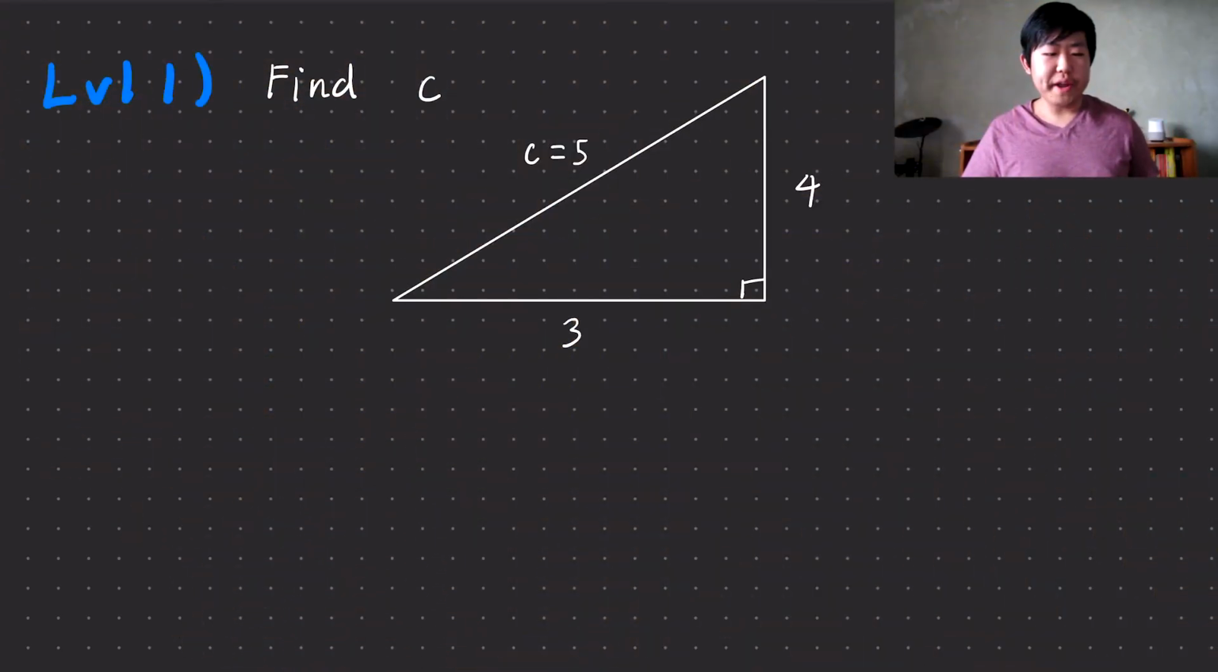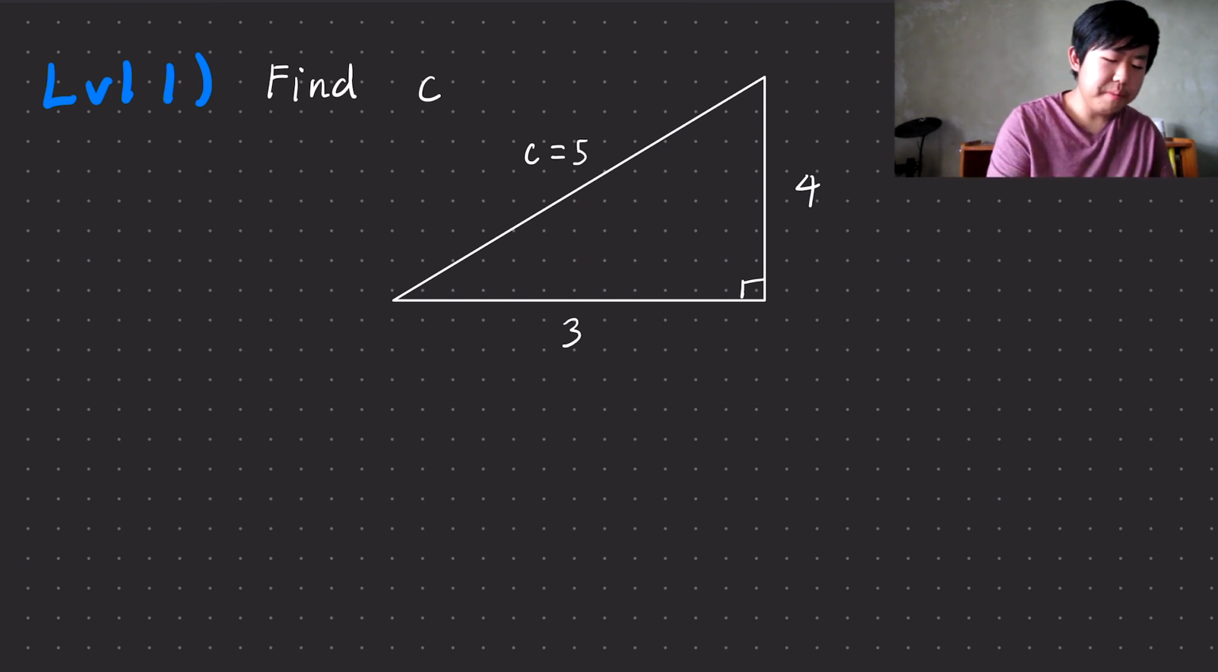Now, try this for triangles of many different shapes and sizes, of course all right angled, after watching this video. Now, let's jump straight into the questions. Alright, so level 1 here is to find c with a right-angled triangle of sides 4 and 3 with a hypotenuse of 5. So let's write down the Pythagorean theorem.